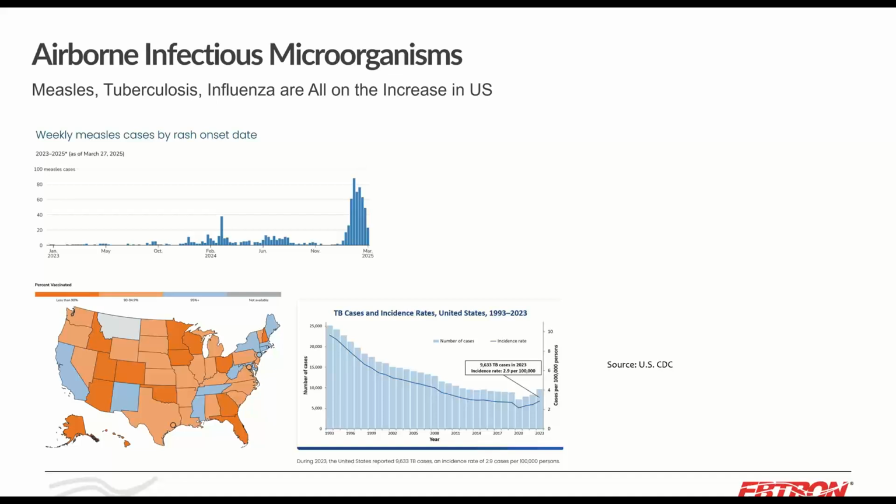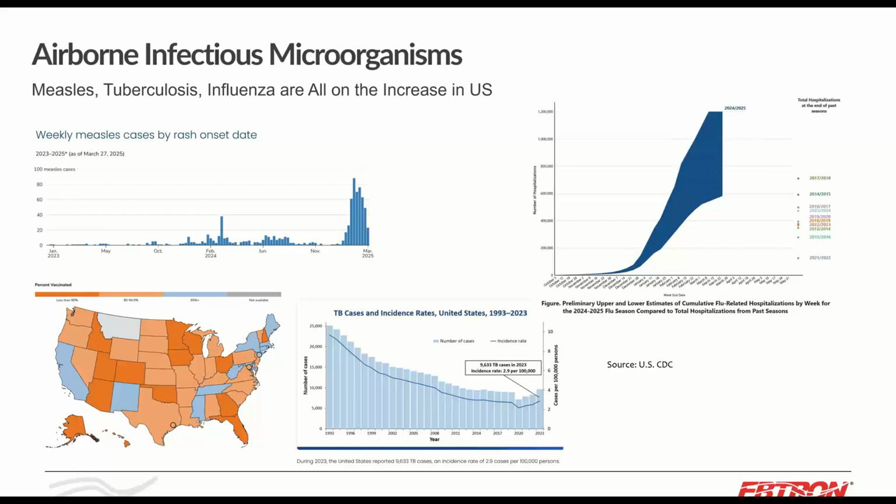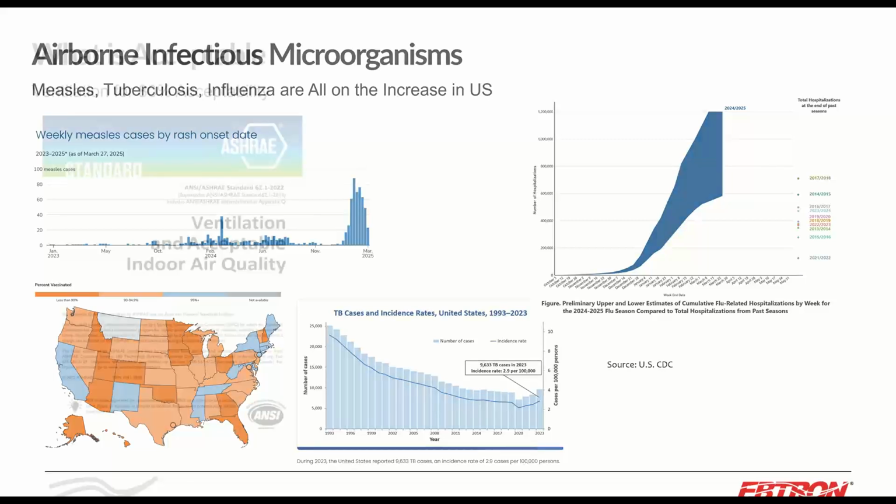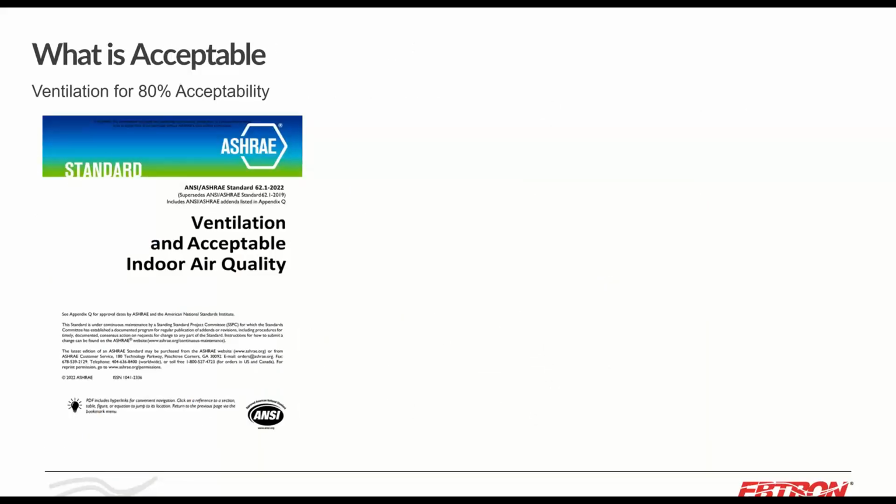Tuberculosis is also kicked upward. It's been a downward trend for quite a while, but I just wanted to show you because it has kicked upward. And this year we have a significantly greater number of hospitalizations for influenza than we've had in the past several years. So it's quite a big number. So these are all things that spread through the air, things that we can be concerned about. And as people who work in the HVAC industry, we can do a good job of trying to control them, properly filtering and ventilating. So when we talk about ASHRAE 62.1, we're talking about what's acceptable in the air, right?